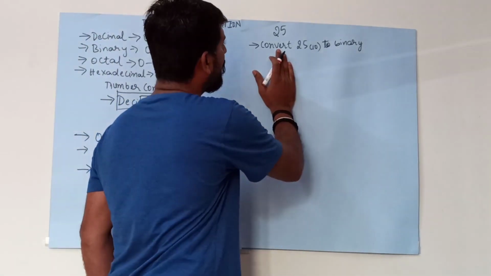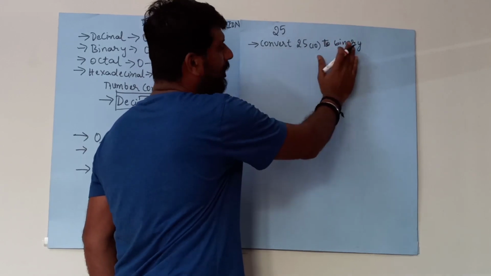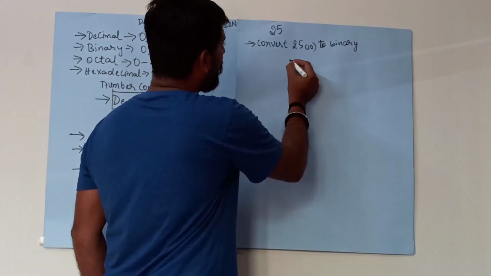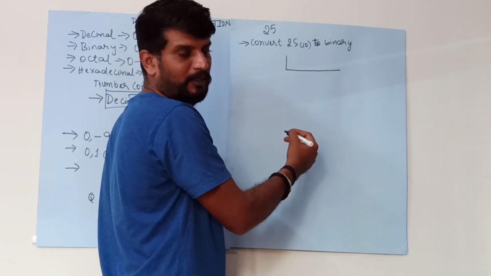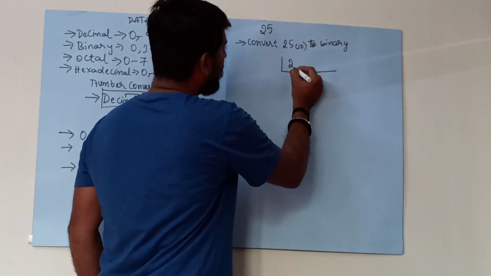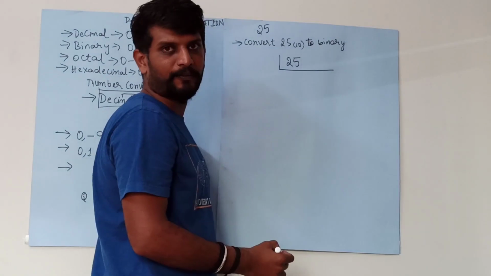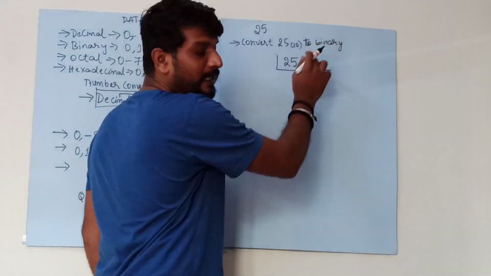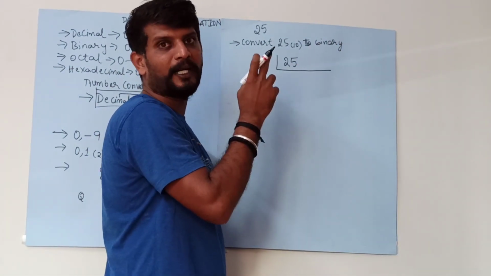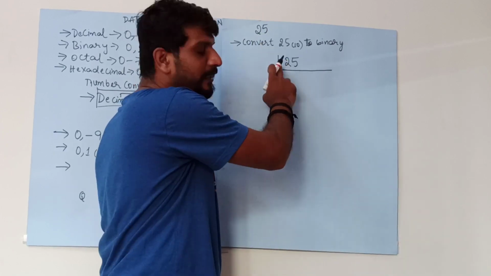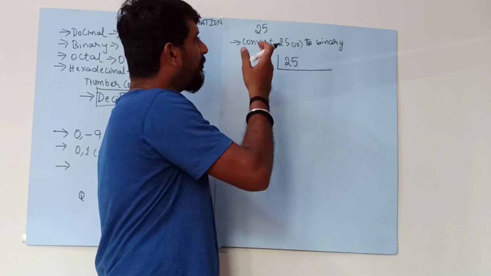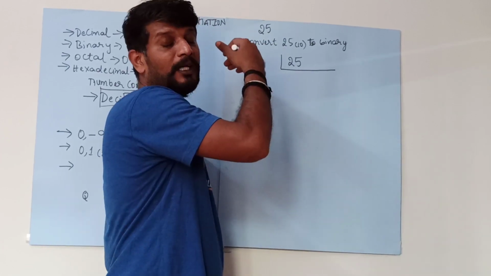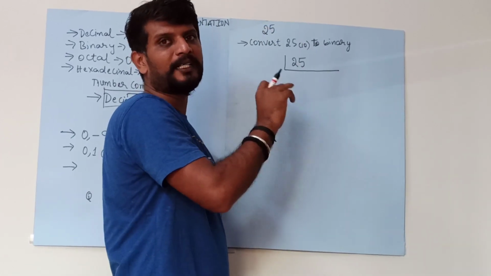Now you have to convert this particular number into the binary number. What I have told you is, you have to take the number and divide like this, always. So I will take the number 25. Since you are converting it to binary, you have to divide it by 2. If you are converting decimal to octal, you have to divide it by 8. If you are converting a decimal number to hexadecimal, you have to divide it by 16.